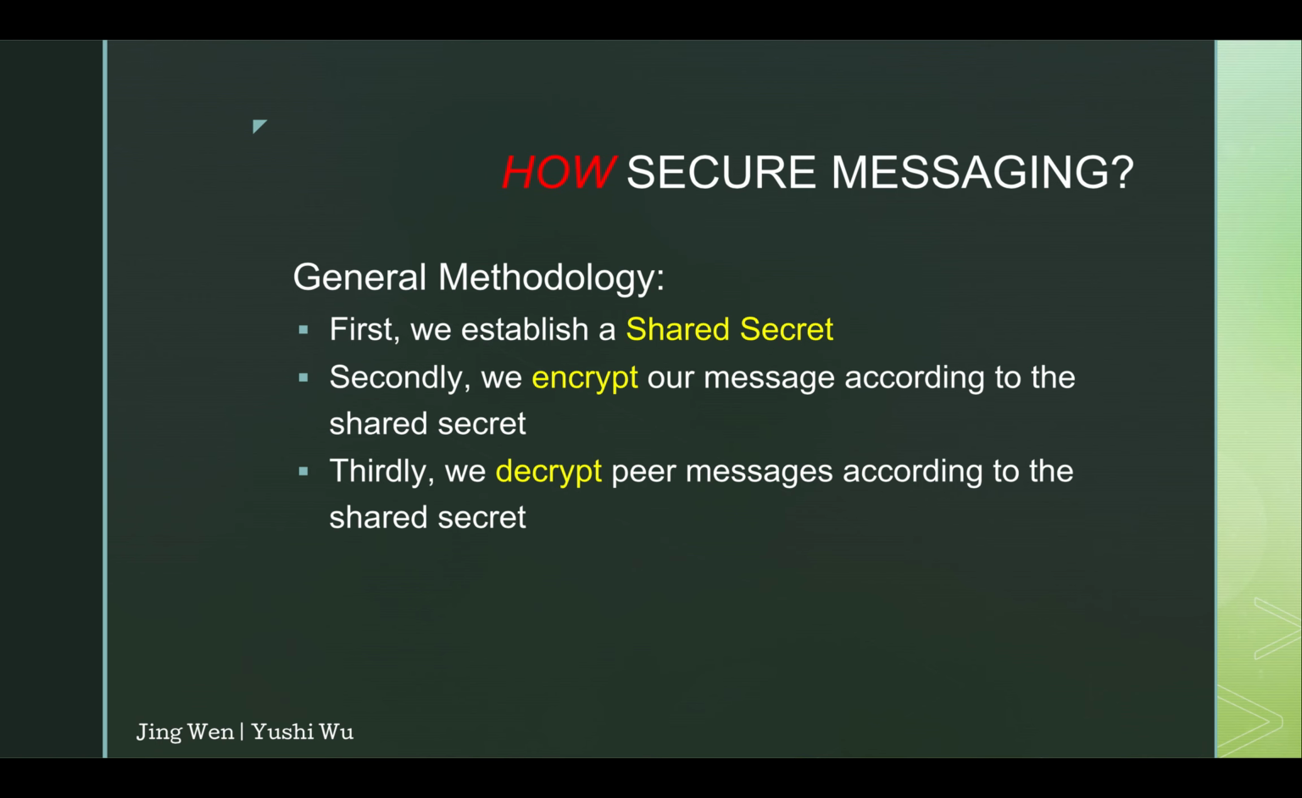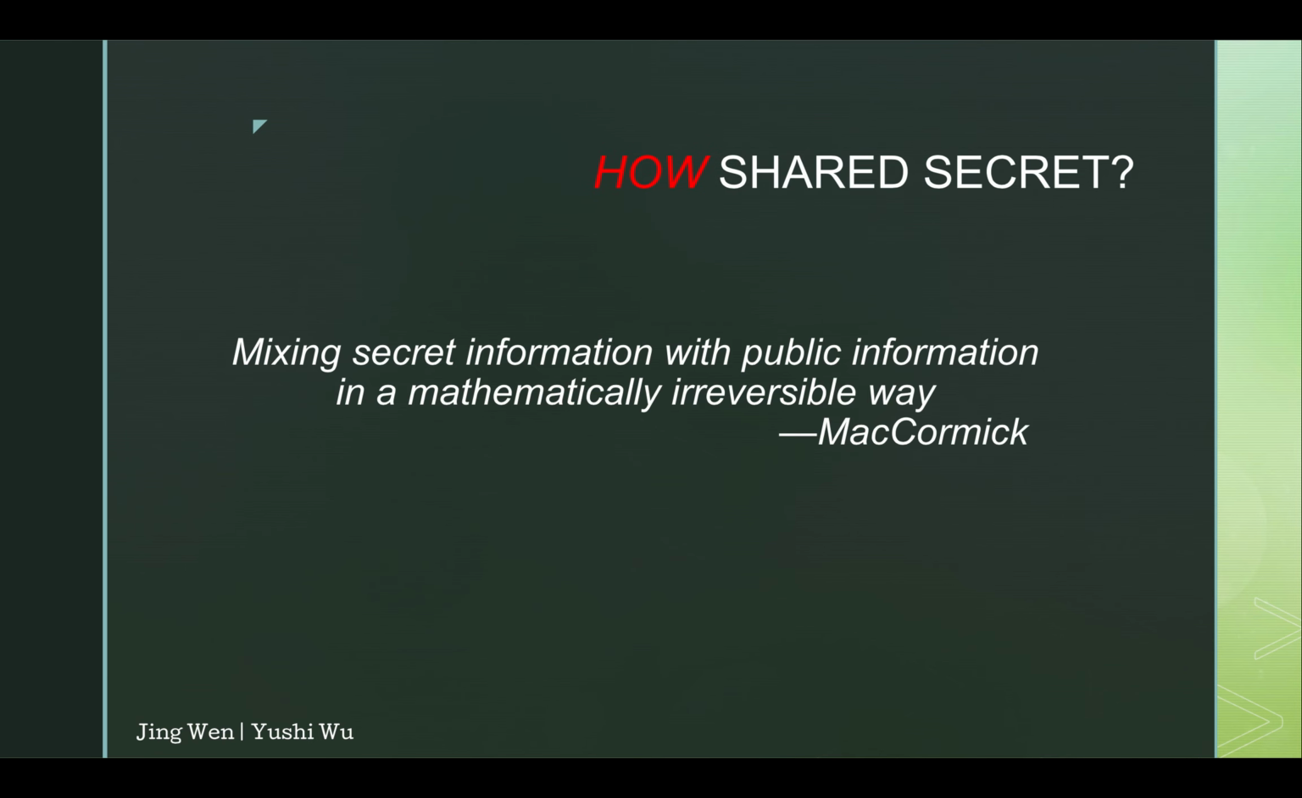First, the general methodology is to establish a shared secret with which we can encrypt our message, and our peers can decrypt the messages according to the shared secret. It all sounds very simple. However, how do we establish and transfer the shared secret so that only we and our peers can get access to it? The secret is mixing secret information with public information in a mathematically irreversible way, which is borrowed from McCormick's book.